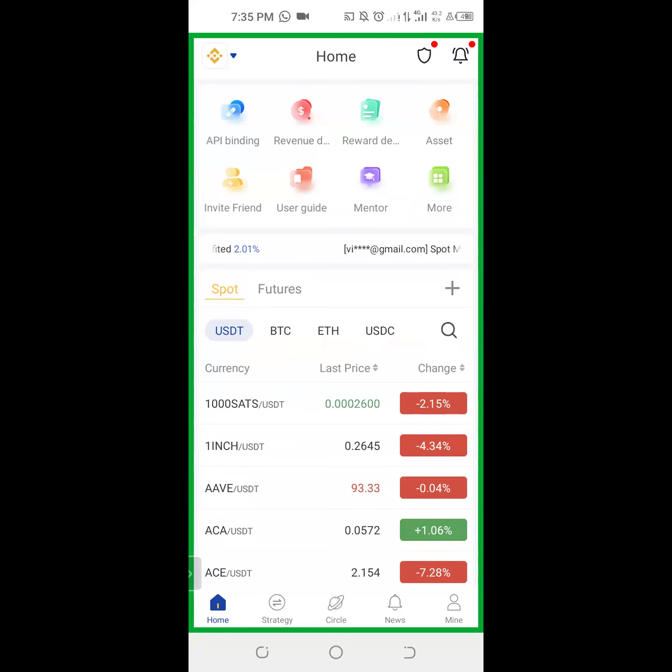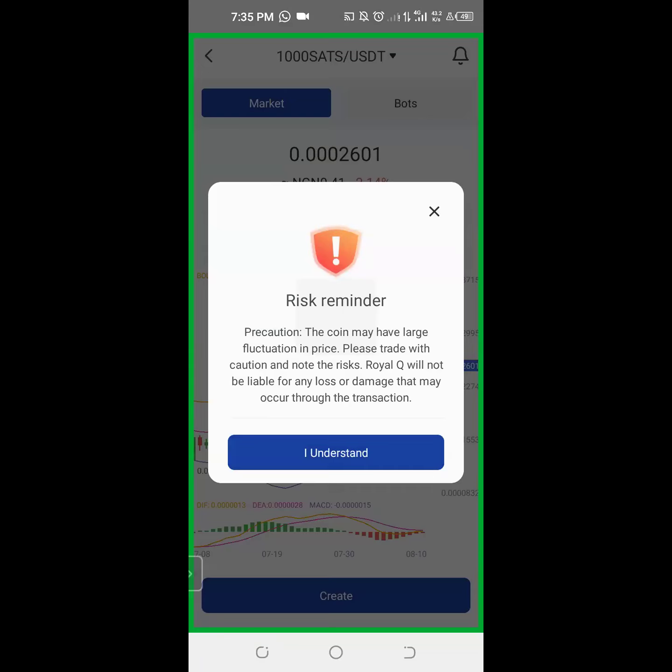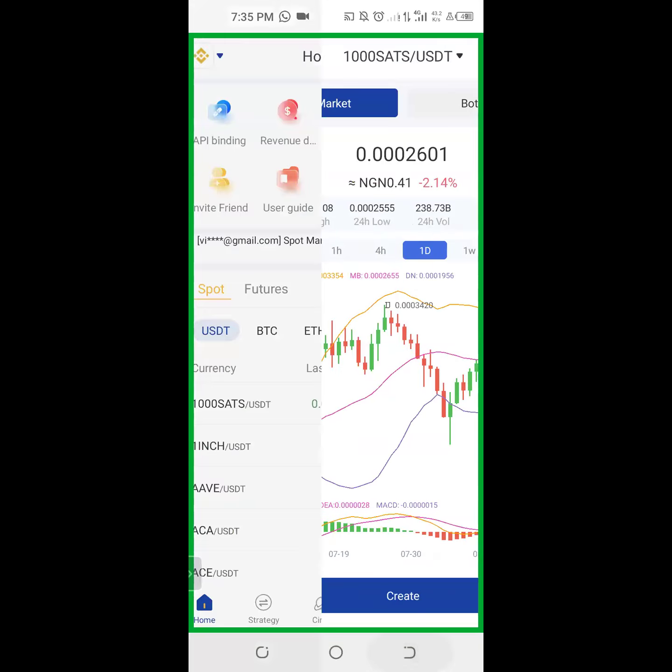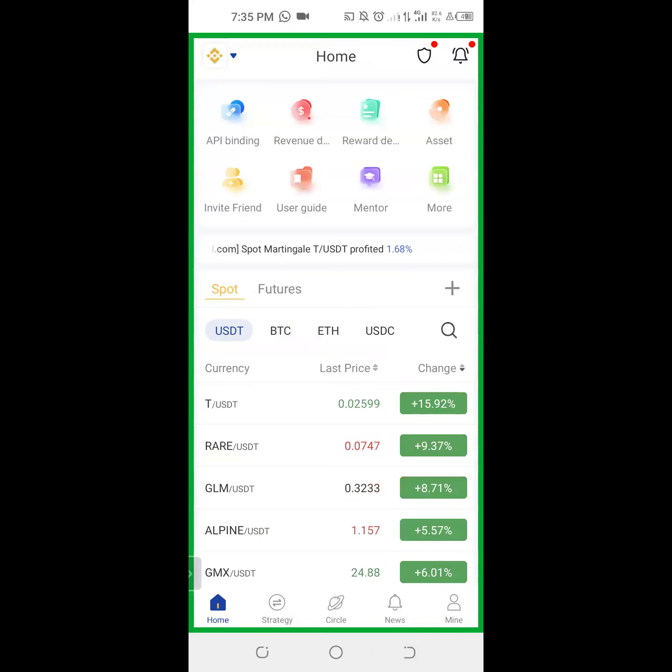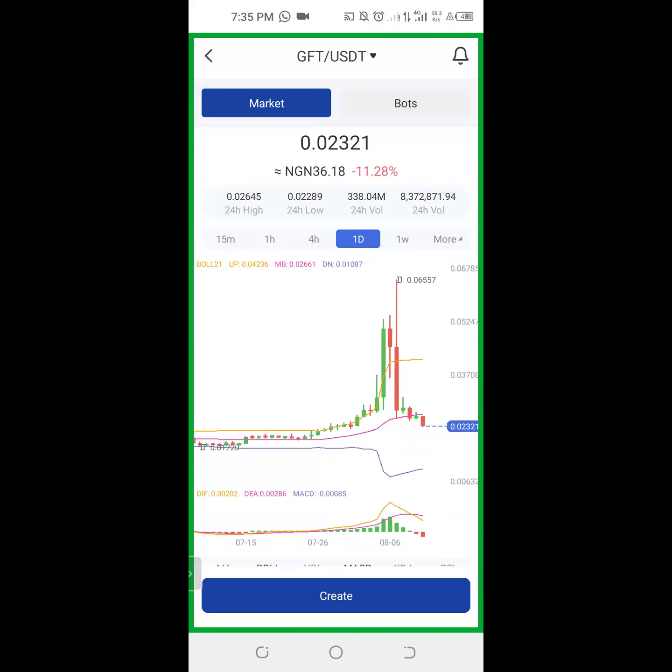Now, the first rule, as you all know, is to trade the coin that is the most negative. If you want to use this MACD and the new setting, make sure you go for the most negative coin. So let's enter this coin.